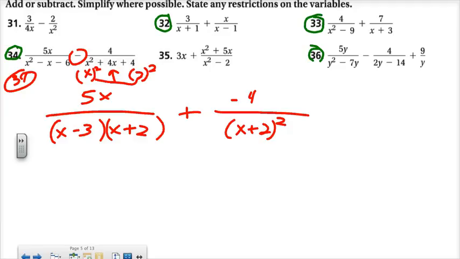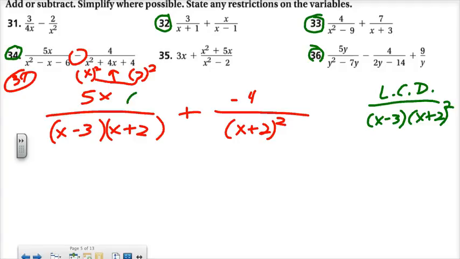Now that's going to help me figure out my LCD by noticing that. I know I have to have the x minus 3, I know I have to have the x plus 2, but I have to have it to its highest power. So that means it has to be x plus 2 squared. My first fraction is going to need another x plus 2. And my second fraction is going to need an x minus 3.